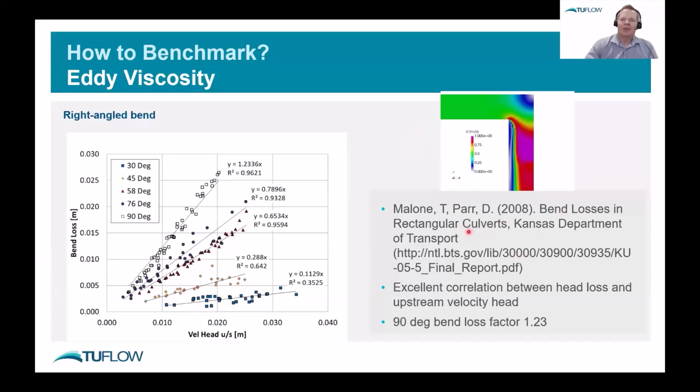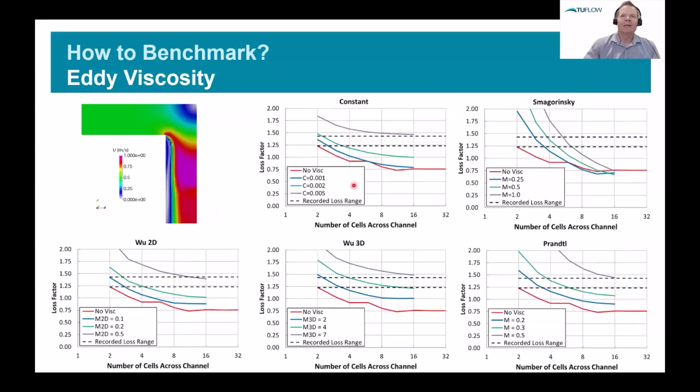So here's the text on the right. This was done by the Kansas Department of Transport, by T. Malone. They set up a right-angle bend in a laboratory flume, poured water around it, and measured the height loss around the bend. They plotted that as a function of the velocity head for a whole lot of different flow cases and for different bend angles, from 30 degrees up to 90 degrees. Importantly, for 90 degrees, these are all the black squares and this line at the top, the steepest line on the chart. Again, the bend loss appears to be fairly linear with velocity head, indicating that the losses are just a simple loss coefficient relationship around the bend, and the slope of that line is 1.23. So that's the sort of loss coefficient that we're wanting to get.